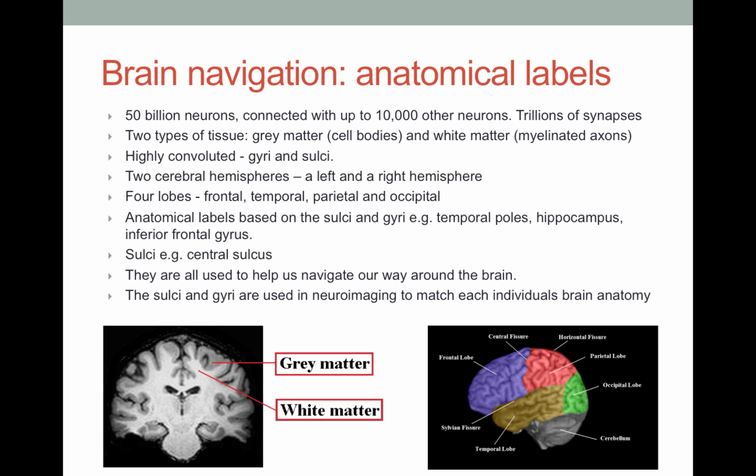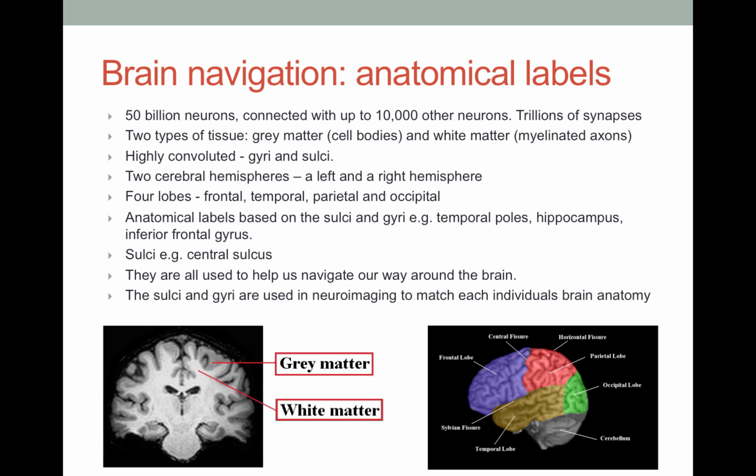For instance, you may have heard terms such as temporal poles, as well as the fusiform gyrus, hypothalamus, hippocampus, and inferior frontal gyrus. The sulci are also labelled, for example the central sulcus and lateral sulcus. They are all used to help us navigate our way around the brain. The sulci and gyri are also used when trying to match people's brain anatomy with one another during neuroimaging approaches, so that we can compare activation in certain cortical regions across subjects. And we'll be going through this in more detail.